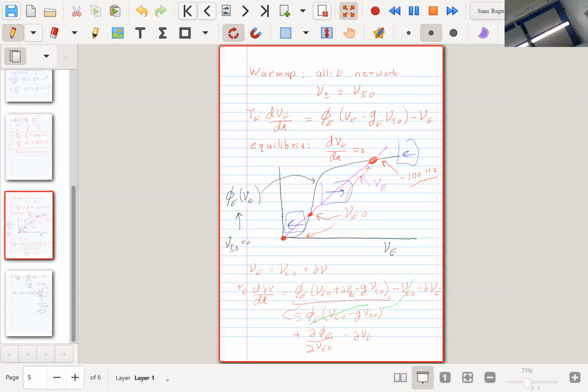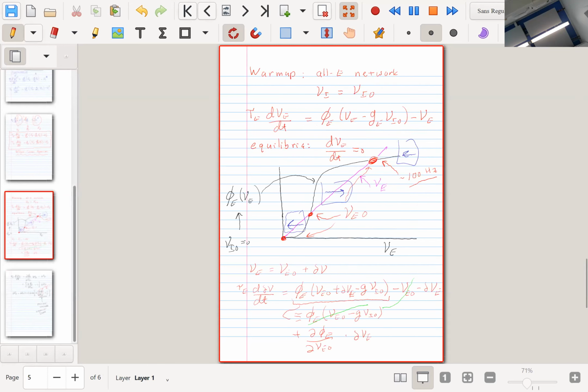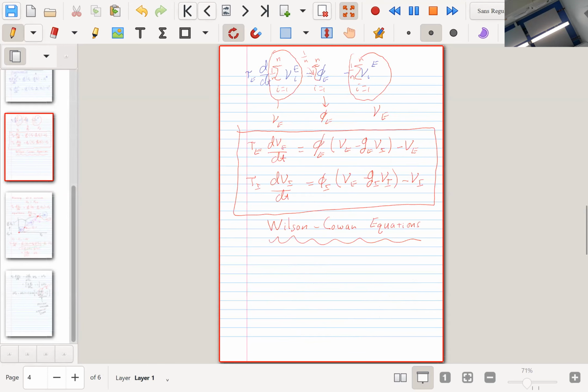Okay, so let's now go back to our two-dimensional equations, looking at excitatory and inhibitory neurons instead of just excitatory neurons.